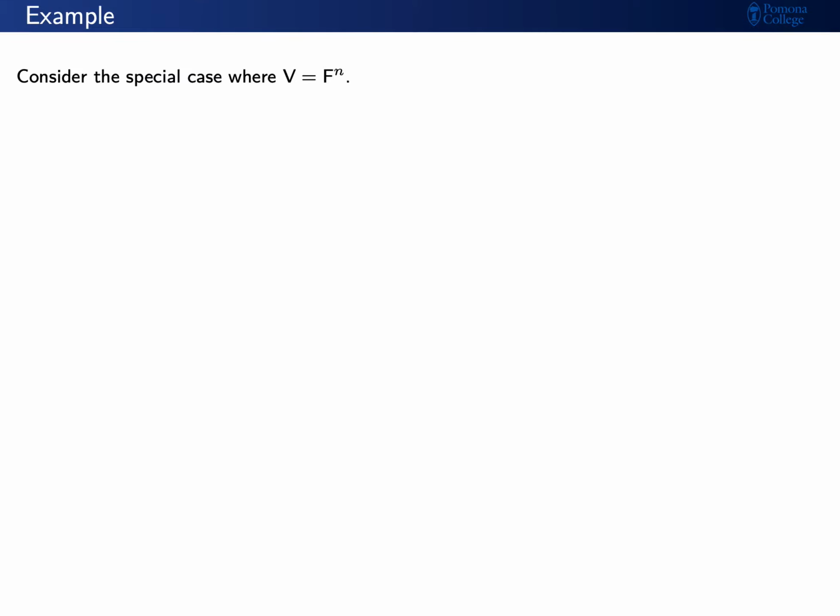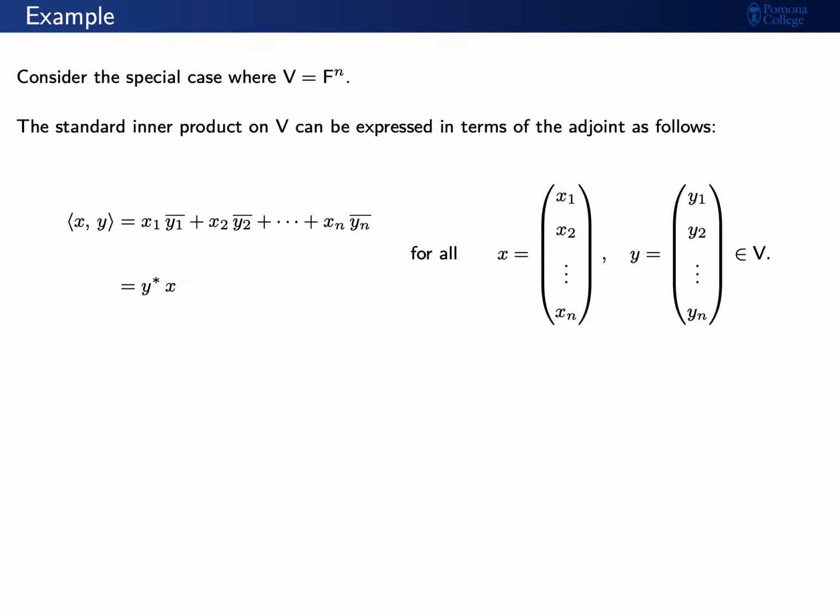Let's consider an example. Say that V is the collection of n-dimensional vectors. Recall that the standard inner product is the sum that you see here on your screen, and we claim that this can actually be expressed in terms of the adjoint. Namely, the standard inner product is the sum x1 times y1 conjugate plus x2 times y2 conjugate, and so forth. This sum, of course, is a scalar. If we consider our vector y, which is an n-dimensional column vector, its adjoint will be an n-dimensional row vector. Therefore, we can write the scalar, namely the inner product of x and y, as the product of the matrices y star times x.